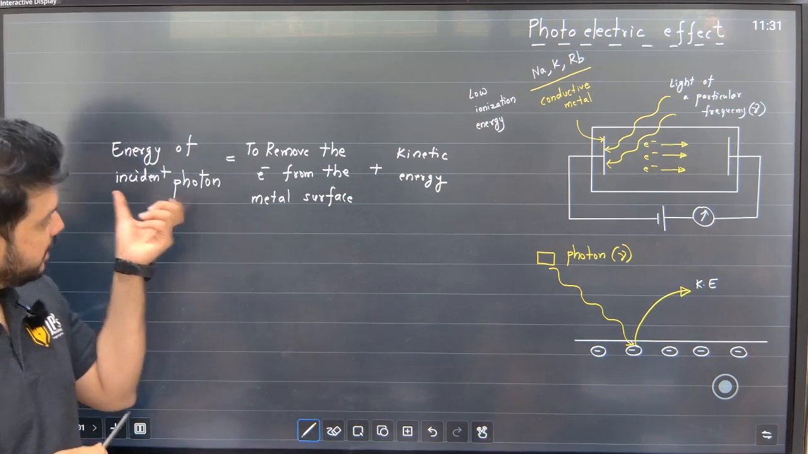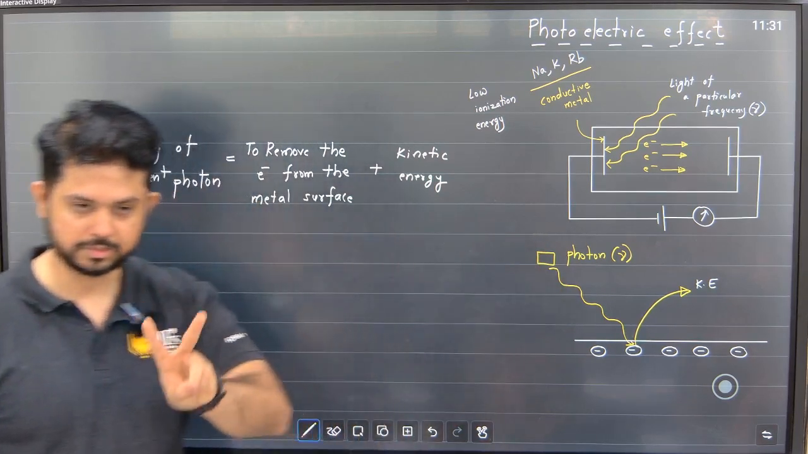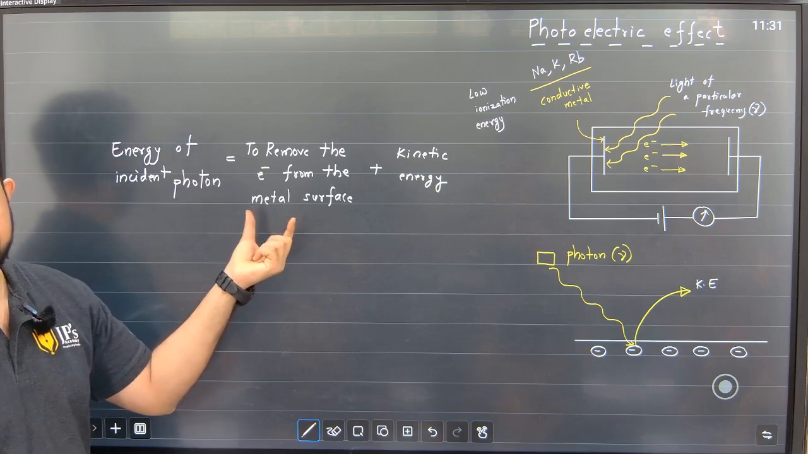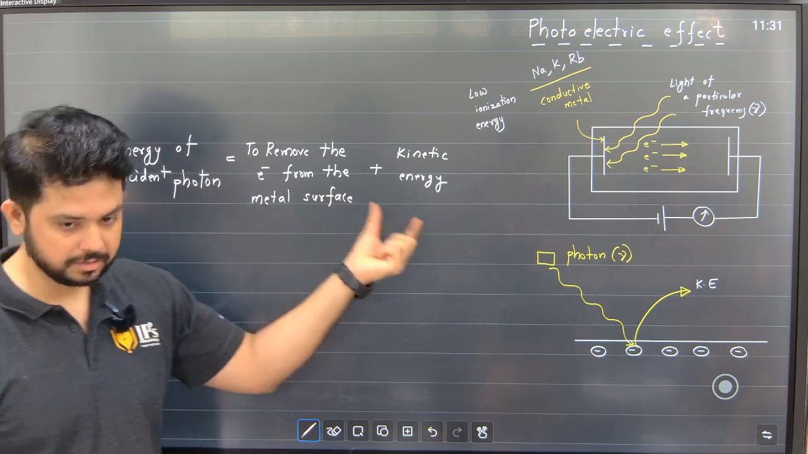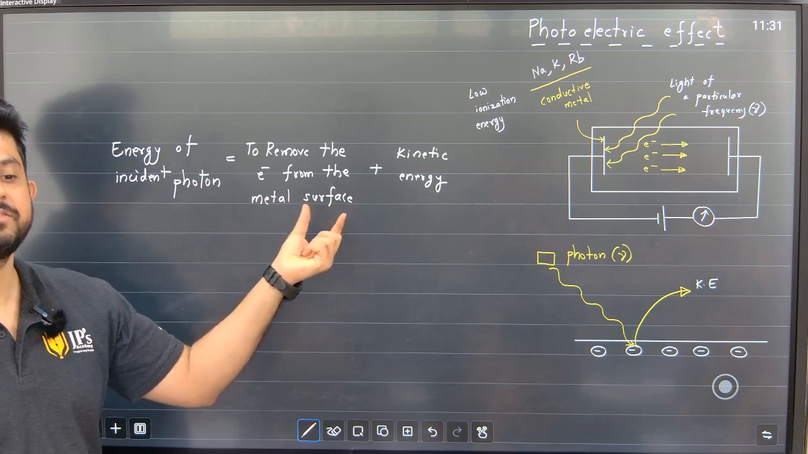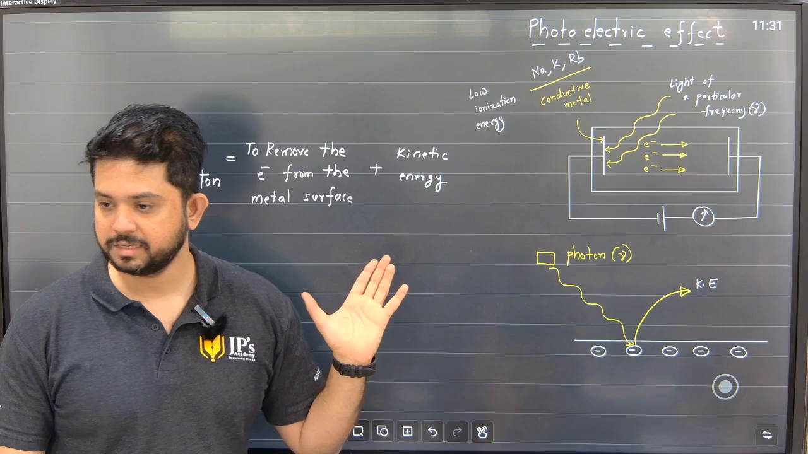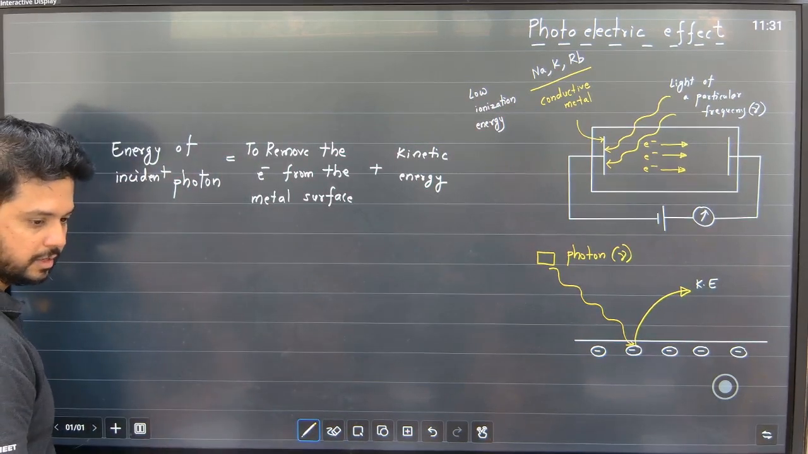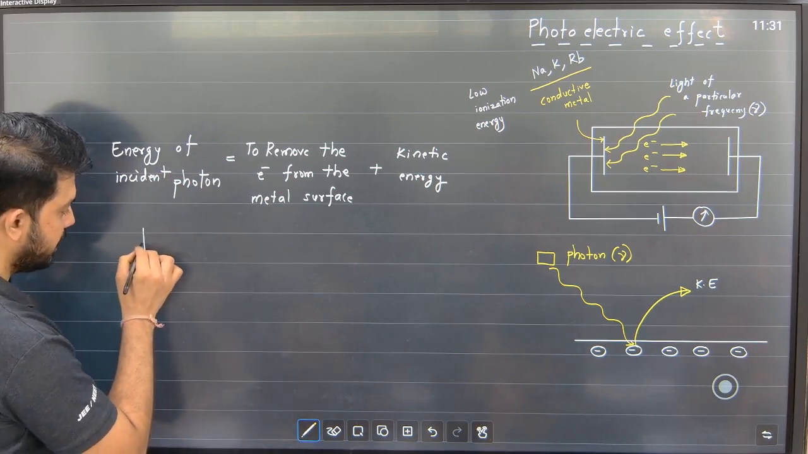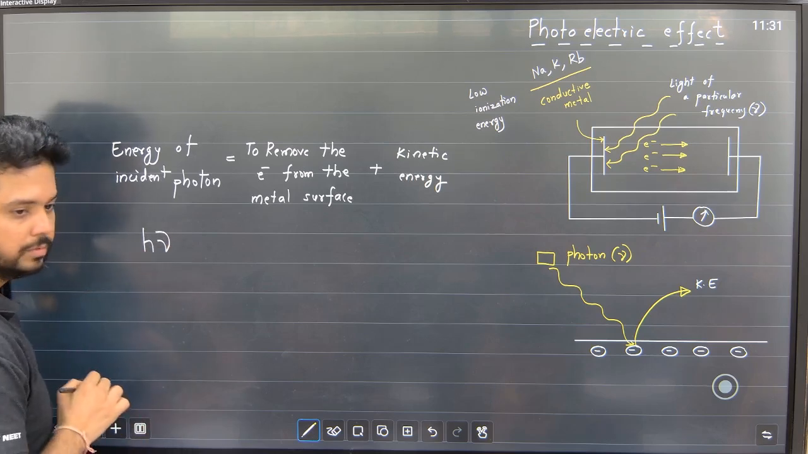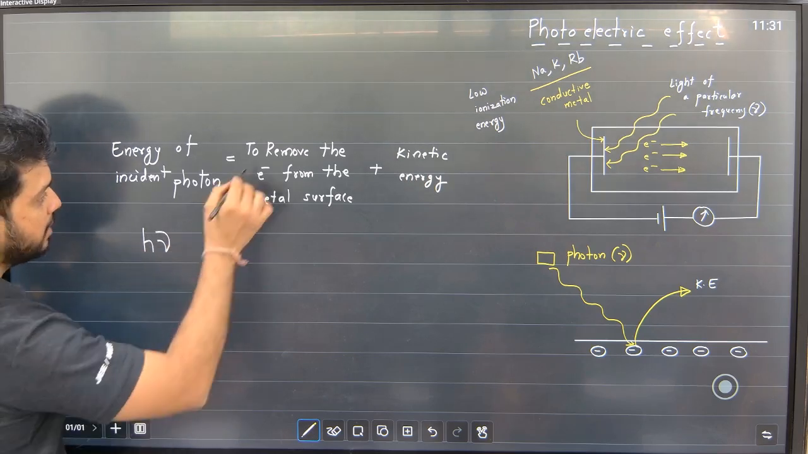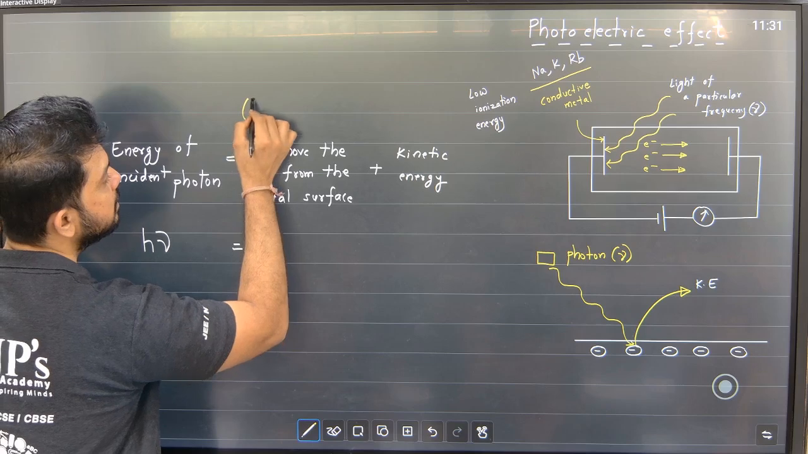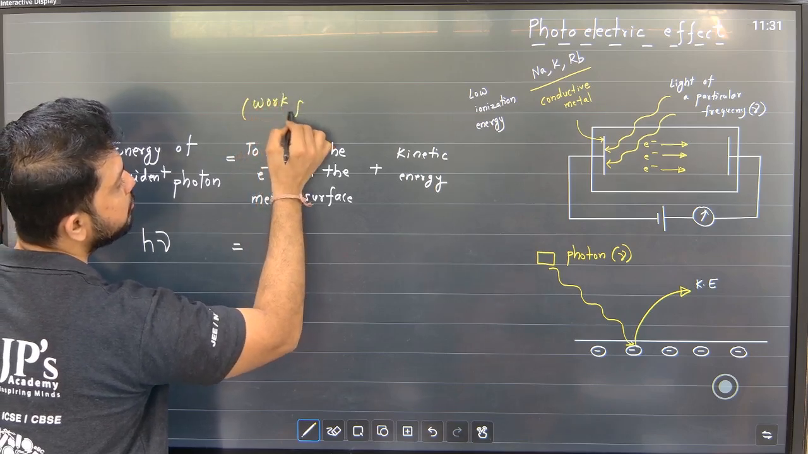So the energy of this photon has 2 purposes. First, remove the electron from the surface of the metal, and second, it also has to give some amount of kinetic energy. What is the formula for the energy of the incident photon? Energy of the photon is h nu. Yes or no? The energy to remove the electron from the metal surface is also called the work function of the metal.